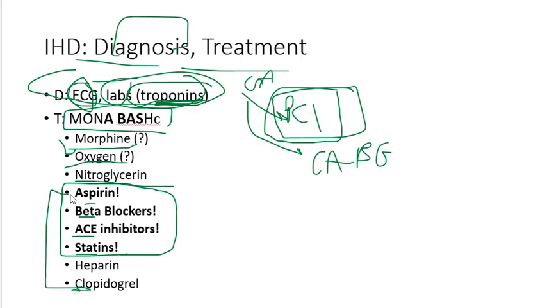Clopidogrel is similar to aspirin. It's called dual antiplatelet therapy. Aspirin is an antiplatelet, so you have less chance of coagulation. Clopidogrel is also an antiplatelet, so you use both.